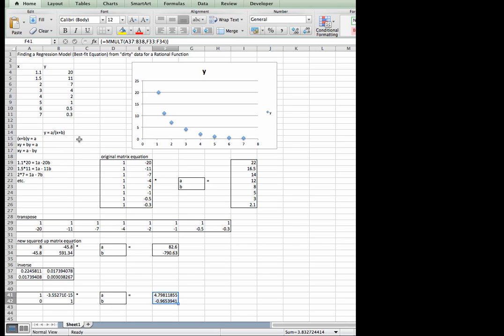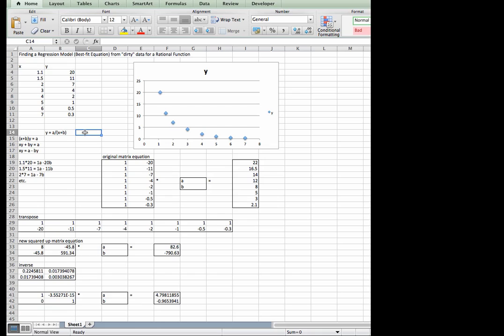We want to come up here to where our equation is, and our regression equation will look like this. We'll have y equals A, which is 4.8 approximately, divided by the quantity of x plus a negative, which would be minus, so we'll just put minus and then approximately 0.97. All right, that should be our equation, but let's just check it out to make sure.